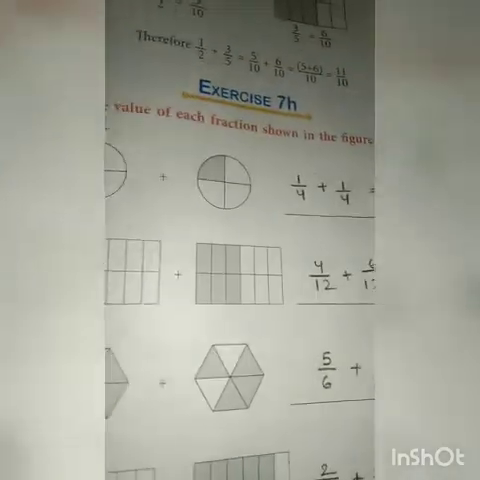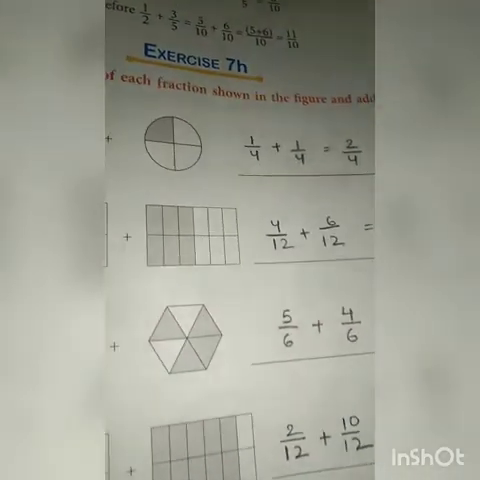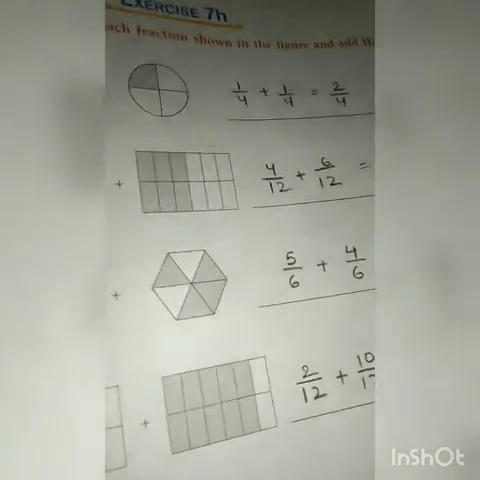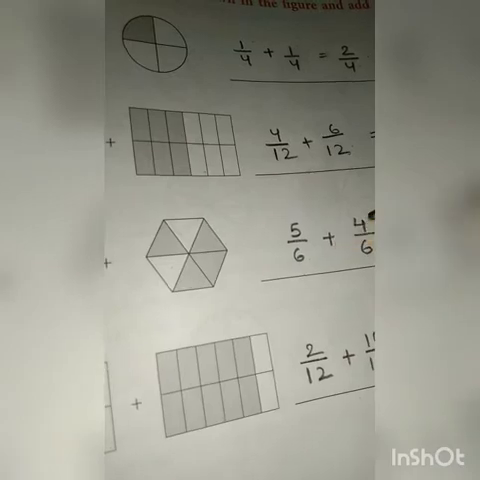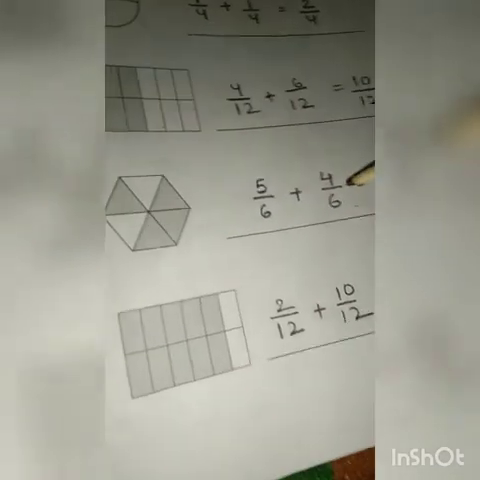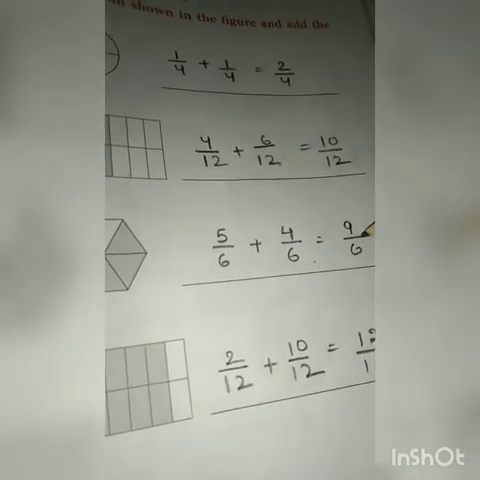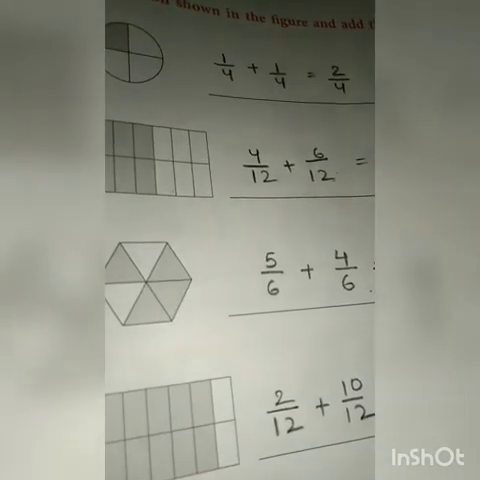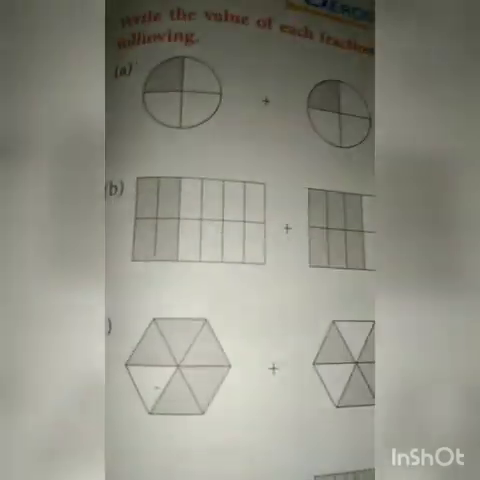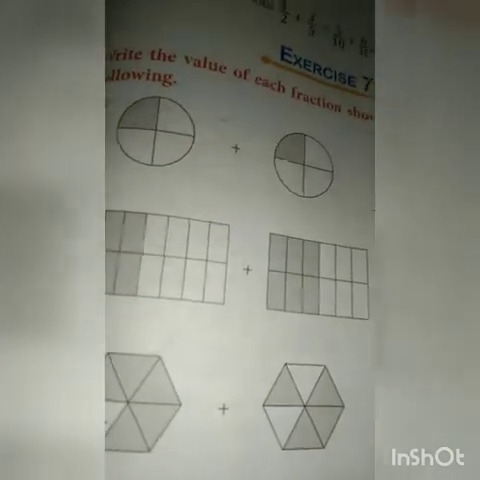Now the first fraction is 5 upon 6 and the second fraction is 4 upon 6. 5 upon 6 plus 4 upon 6. So here 6 and 6 are common. We will write 6 as the denominator, and 5 plus 4 is 9. So 9 upon 6 is the answer of question number C.